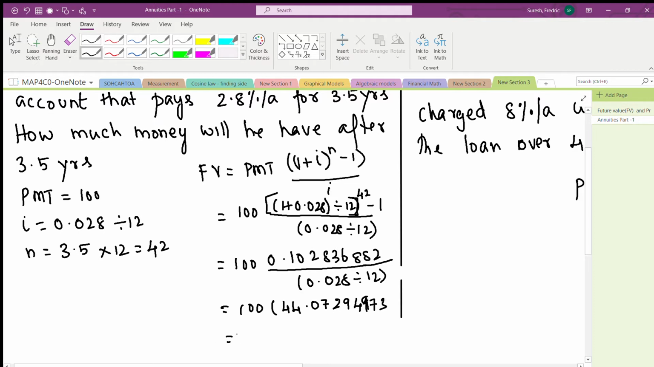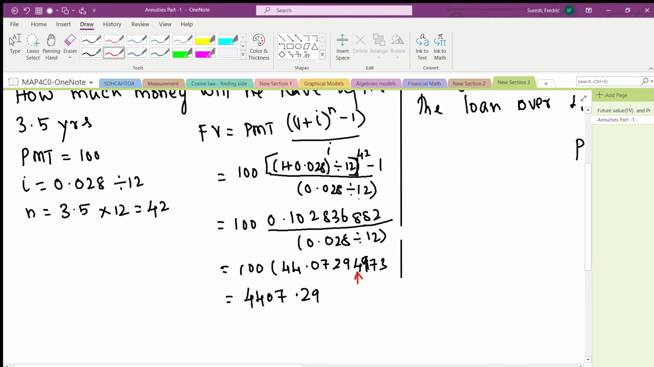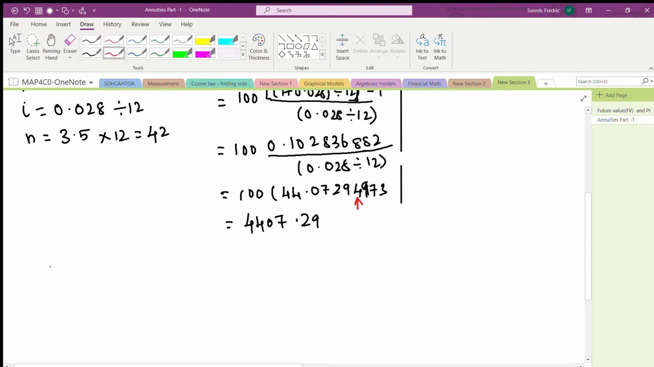Okay, now multiply the whole thing by the 100 and you will have 4407.29. Make sure you round up or down carefully here. Notice that I used the 4 for the rounding after I multiplied by the 100, because these are dollars and cents. We need two decimal places. And as you can see, this is the money in the future that he will make. Because he put it into an investment account, he made some extra interest on it. The bank or the investment vehicle paid him some interest.